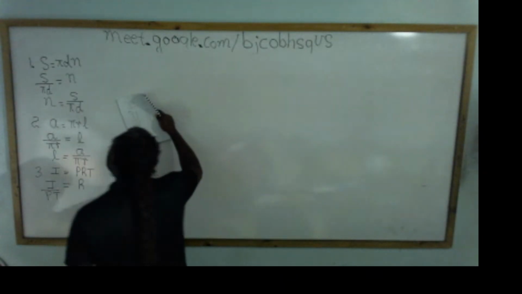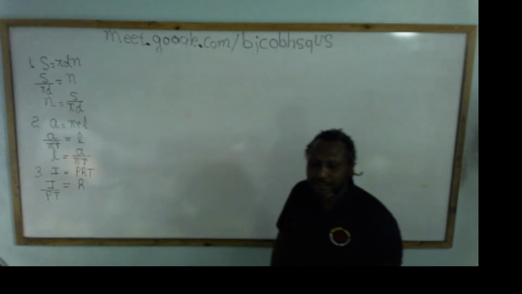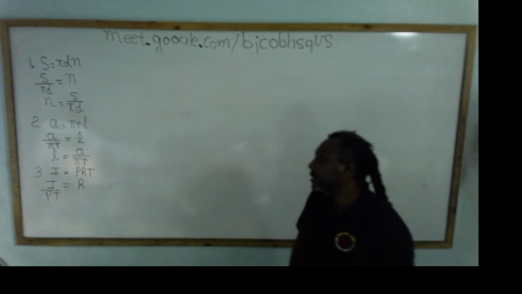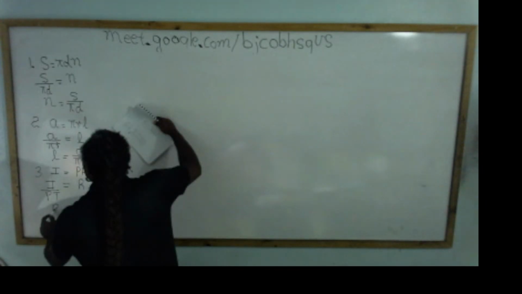And of course, rewrite the expression with R. On the left-hand side, we have R is equal to I over PT.